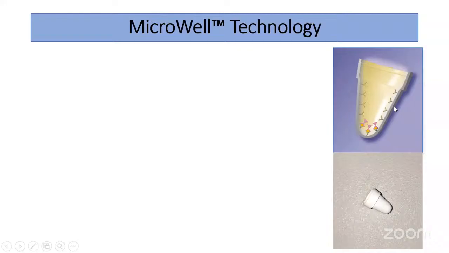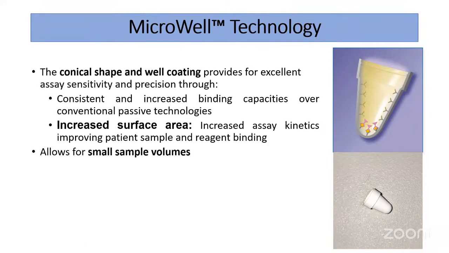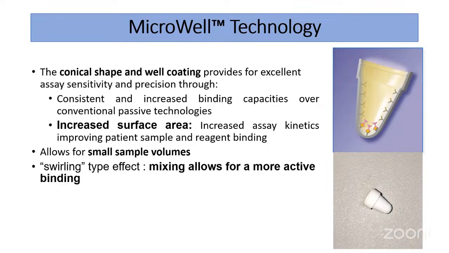So you see, this is the diagrammatic representation. This is the well which is coated with your capture antigen or antibody. As it is a conical shape, the surface area will increase. So whatever kinetics is happening, antigen and antibody, involving the patient sample and the reagent binding, that will be specific. Also, it can work with a very small volume of sample. Sometimes precious samples are coming, and we cannot get a repeat sample. So this technique is very good.